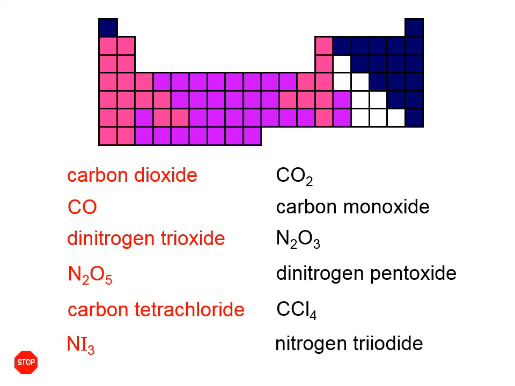That's how you name binary molecular compounds. You use a Greek prefix to tell how many atoms of a given type. You never use mono on the first element. And if the first element is H, you don't use any Greek prefixes.